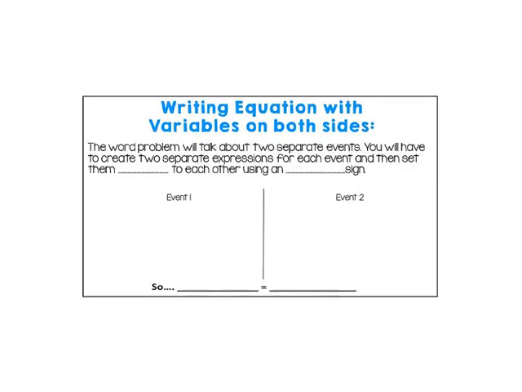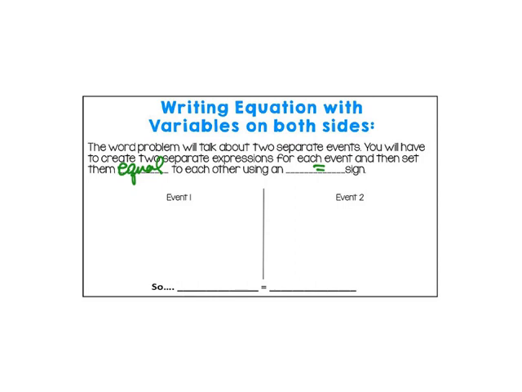Okay, so let's get down to business. How would we write these when given word problems? The word problem will talk about two separate events, so two separate expressions. You will have to create two separate expressions, one for each event, and then set them equal to each other using the equal sign. I put in a template of how I make it a little easier to write these equations, that way it's easier to visualize and see.